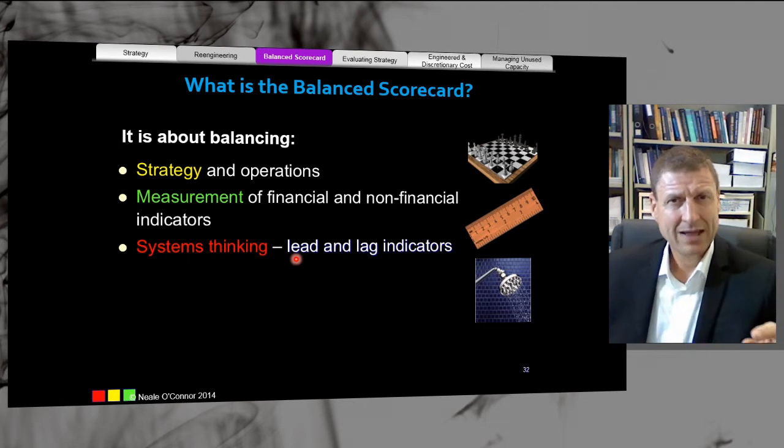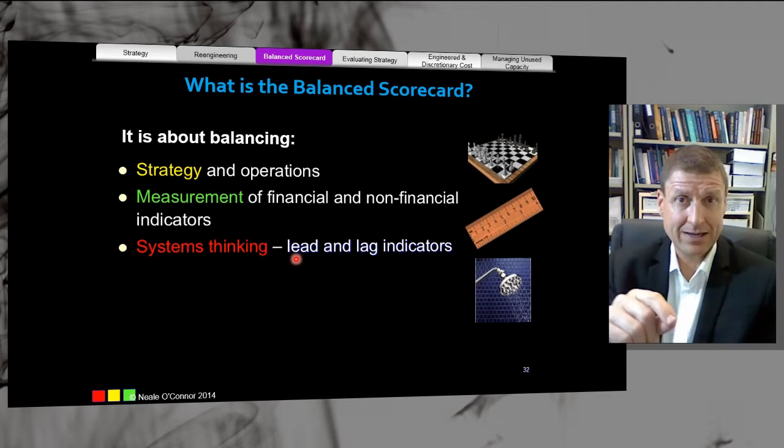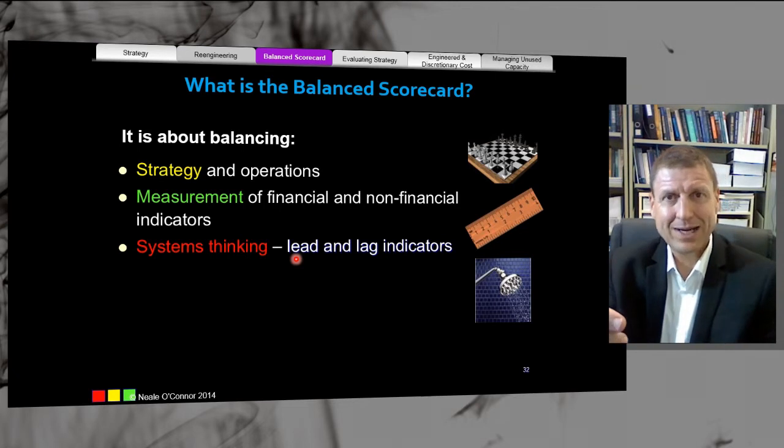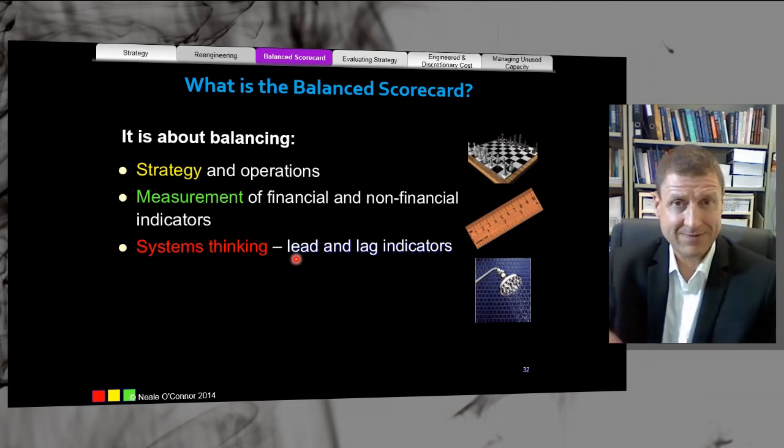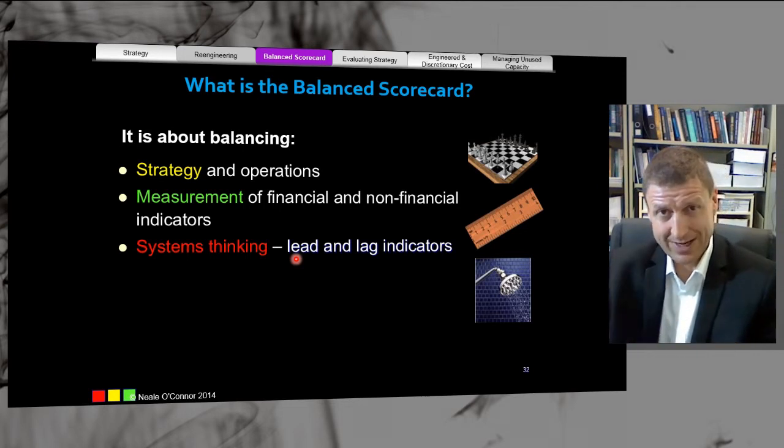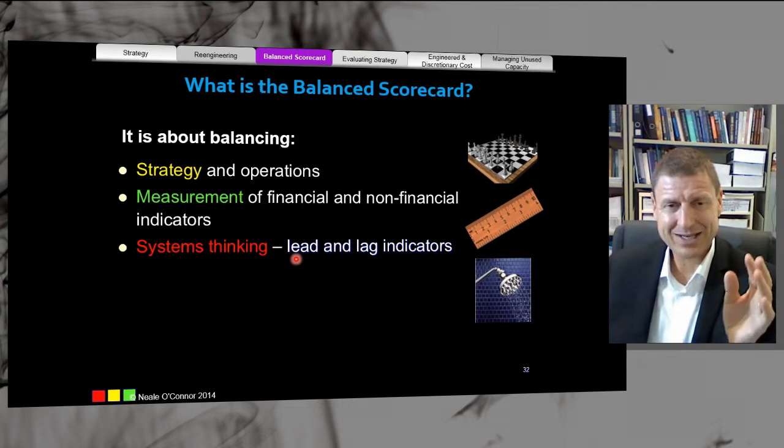In other words, the cause effect linkages between learning and growth and the processes that are undertaken, between the processes and the customer that buys the service or buys the product, and then the linkage between the customer purchases, their returns, their satisfaction, and economic performance of the company. So you can see that there's a cause effect linkage going on here. All right, so it's strategy, measurement, and systems thinking.